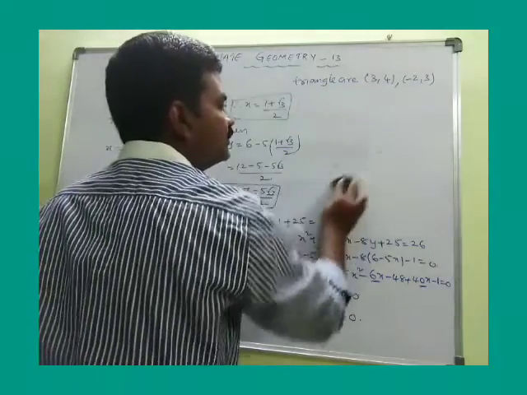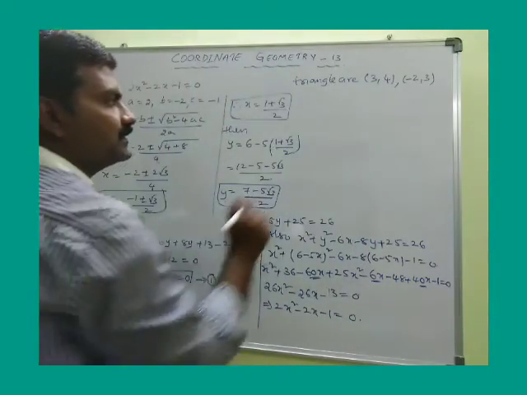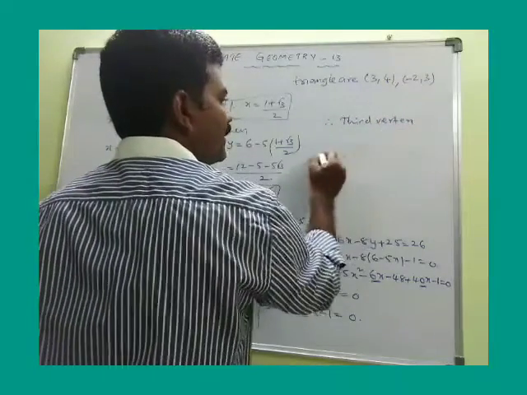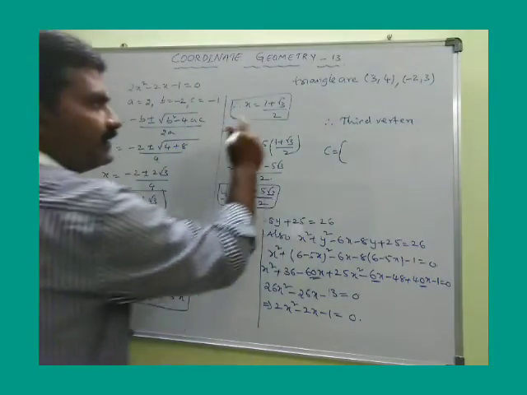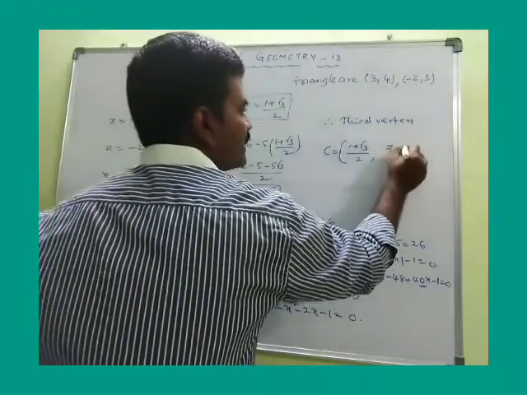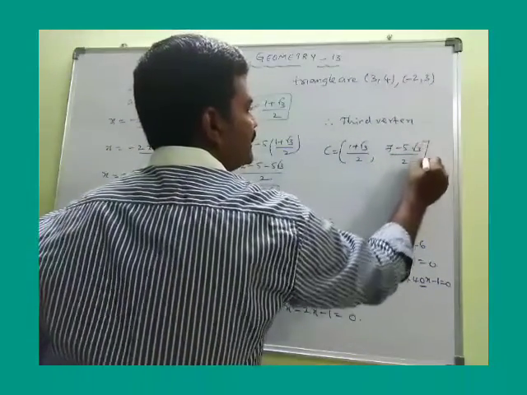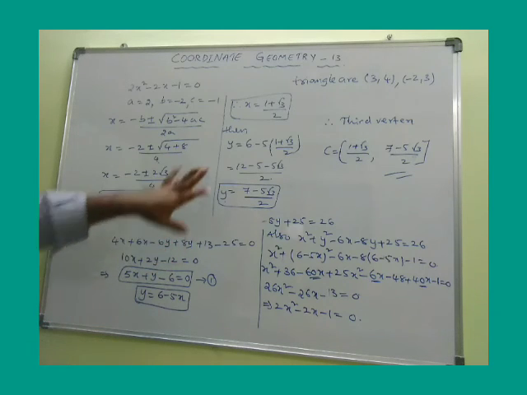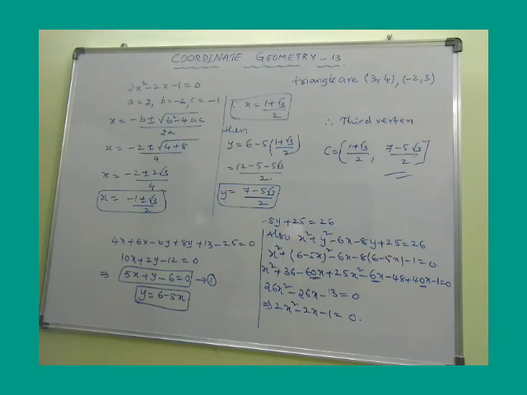So hence the third vertex. What is the third vertex? Therefore third vertex C is equal to (x, y). x is (1 plus root 3) by 2 comma, and y coordinate is (7 minus 5 root 3) by 2. So these are the coordinates of the third vertex of an equilateral triangle. Very beautiful problem. There are many concepts. See, even in coordinate geometry, there is a concept of quadratic equations.